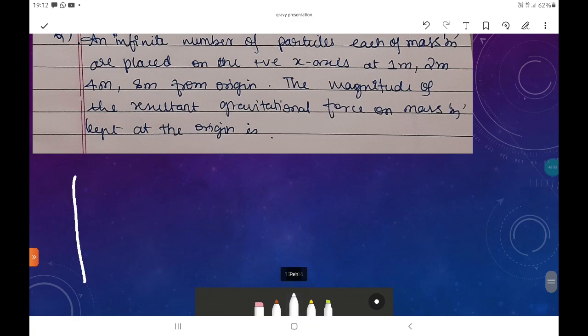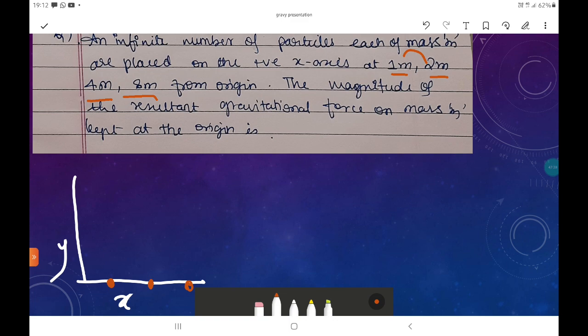You need to consider the x-axis and y-axis. Now they are saying that particles are placed on the positive x-axis at distances 1 meter, 2 meter, 4 meter. So if you see 1 meter, 2 meter, 4 meter, 8 meter, these are all in geometric progression, right? Every time the number is getting multiplied by 2, every time the number is getting doubled. So when you can find a common ratio, that time you say it to be a geometric progression.